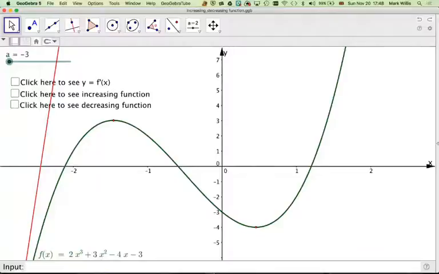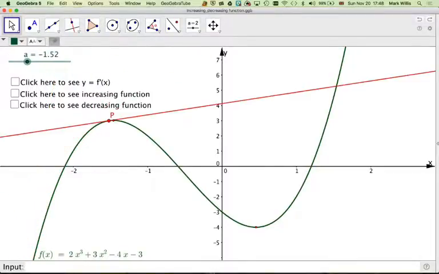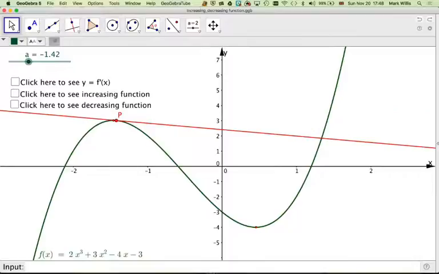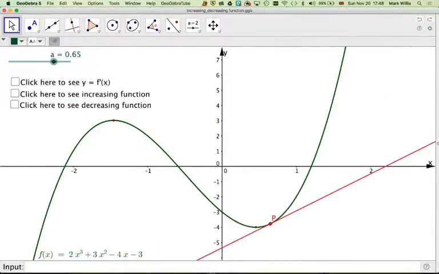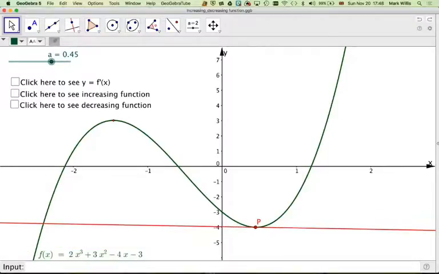Okay, here we have the cubic 2x cubed plus 3x squared minus 4x minus 3. We have a maximum point here and a minimum point here. We can run the tangent along the line and we can see here the gradient of the tangent would be equal to 0, and here the gradient of the tangent would be equal to 0.